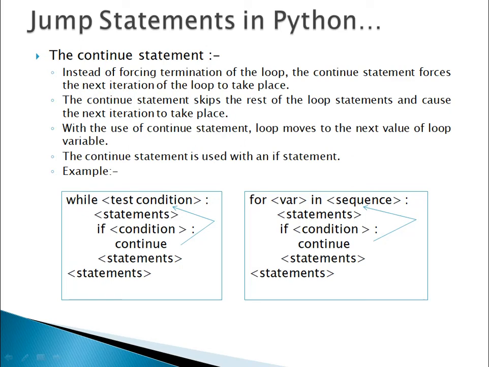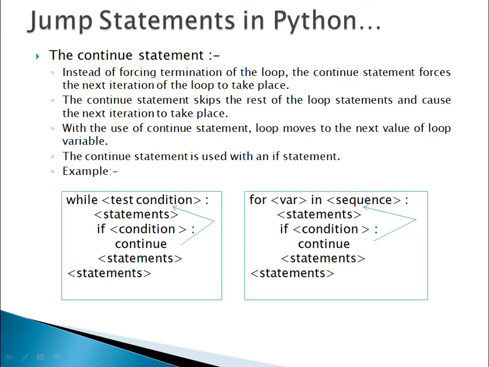Suppose you are moving in a loop from 1 to 10, and if you check that the number is fully divisible by 3, you should break out. Then you will write if i mod 3 equal to 0, break. Then what are the values that will be printed? Only 1 and 2 will be printed.